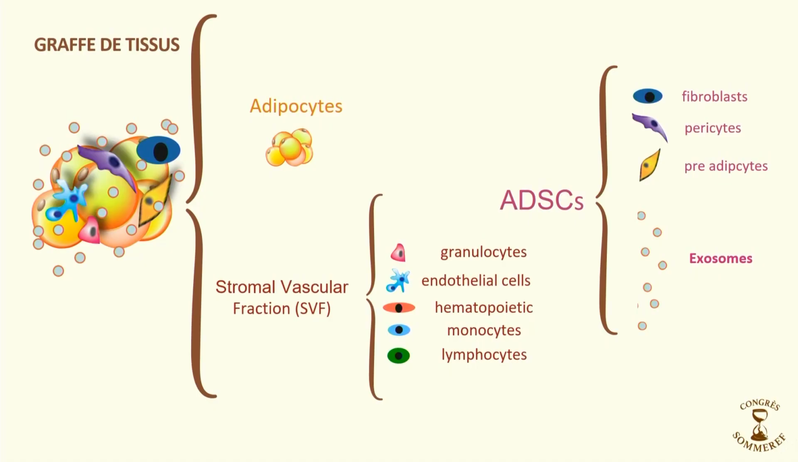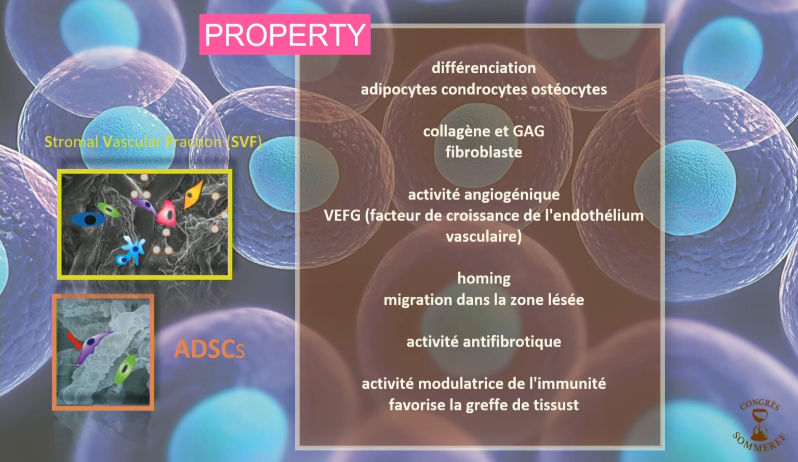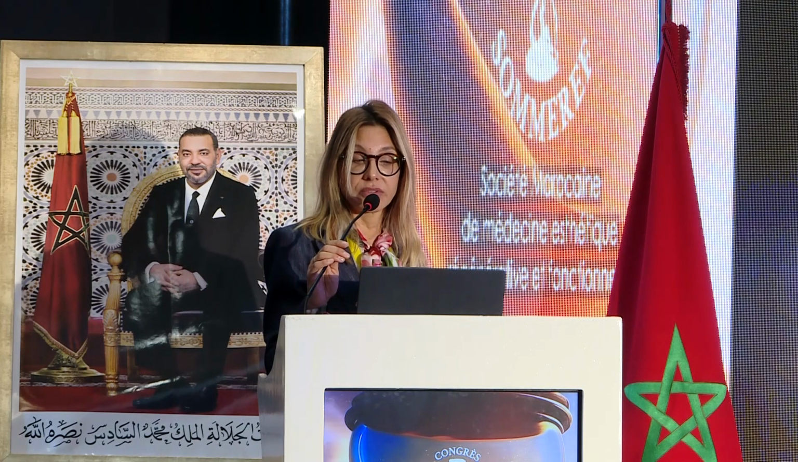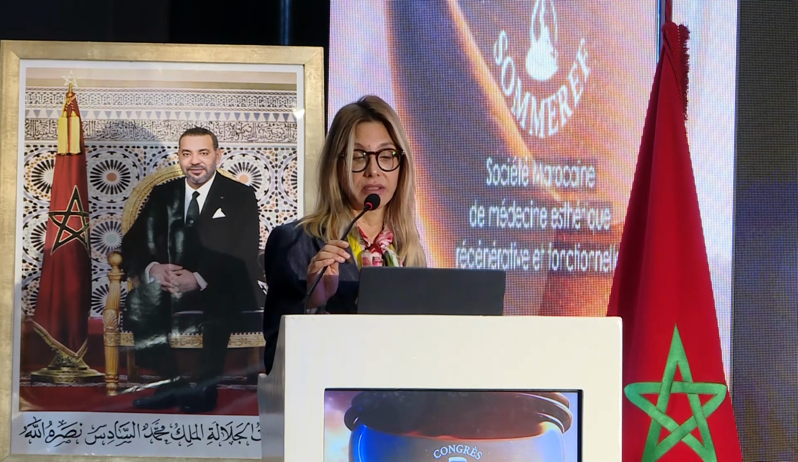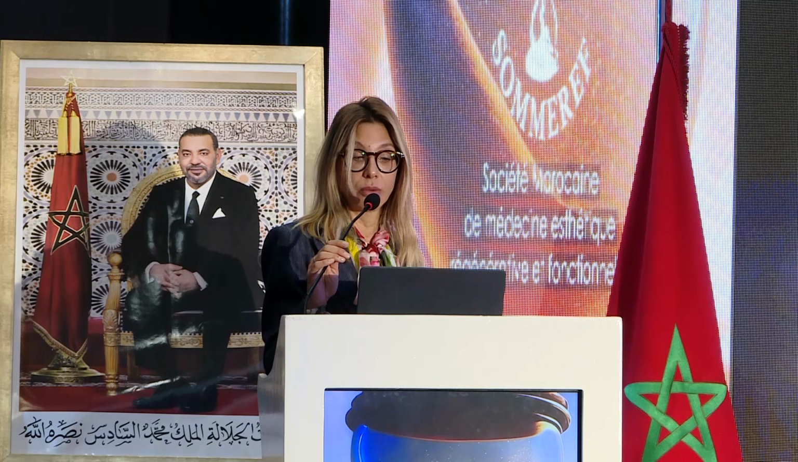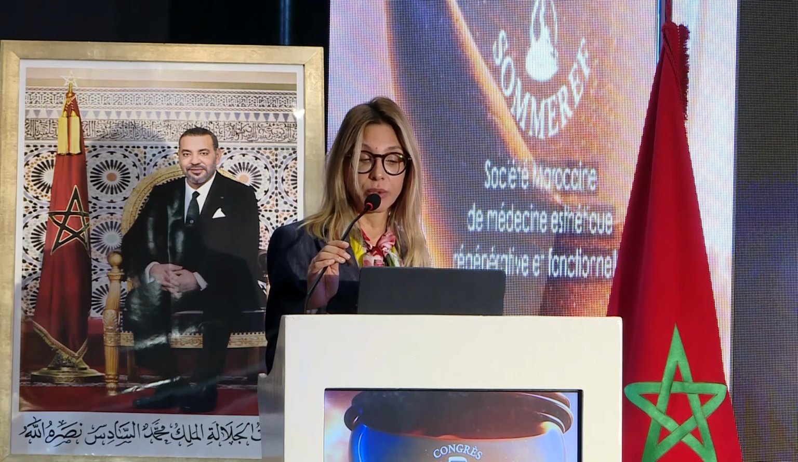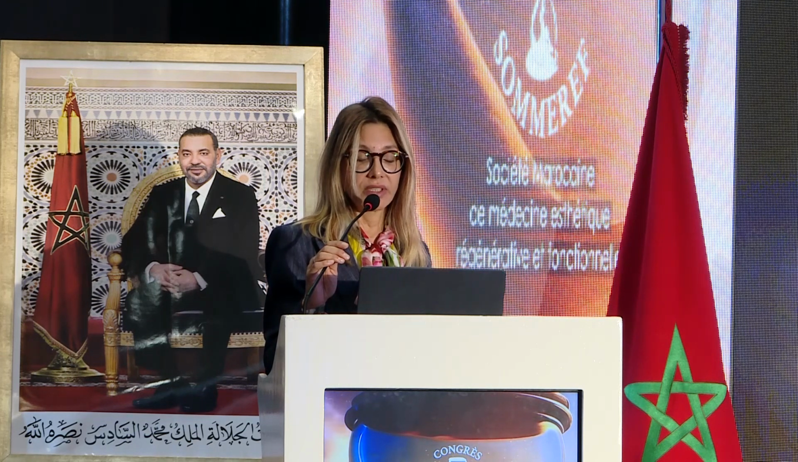The property of differentiation of the cell lines is into adipocytes, chondrocytes, and osteocytes. They can produce collagen and GAG by fibroblasts, and angiogenic activity from the stromal vascular fraction. And the important properties to treat chronic disease are the homing property, the migration to the injured area, antifibrotic activity, and immunomodulating activity.